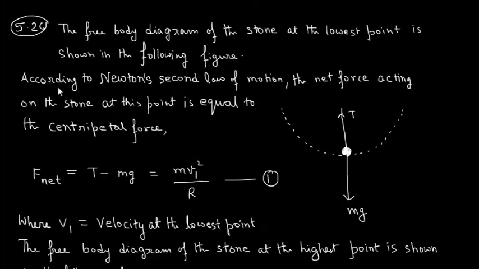So the solution of 5.26: the free body diagram of the stone at the lowest point is shown in the figure. At the lowest point, the tension T is acting upward, and weight is acting downward. According to Newton's second law of motion, the net force acting on the stone at this position is equal to the centripetal force. That is, F net is equal to T minus mg, which is equal to mv1 square upon r, which is equation number 1, where v1 is the velocity at the lowest point.